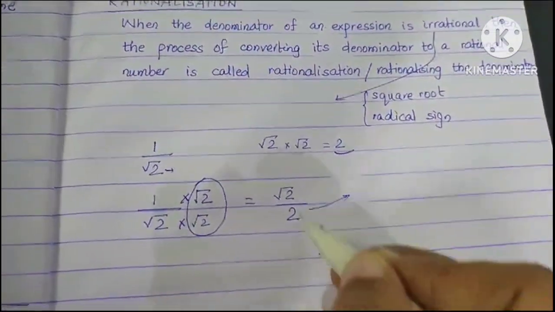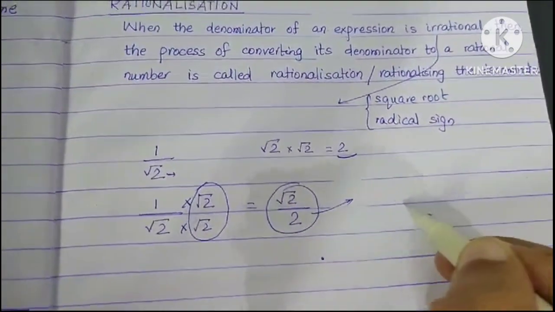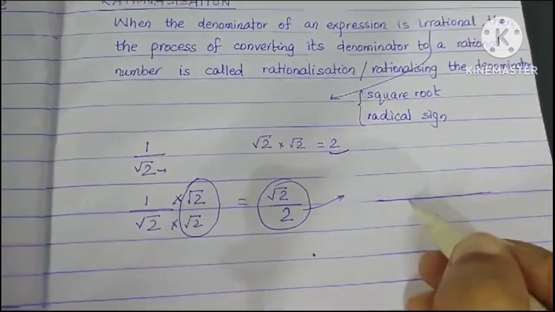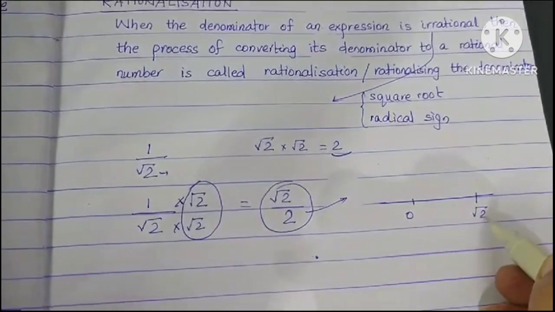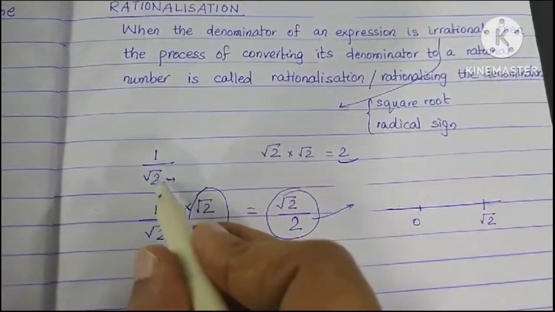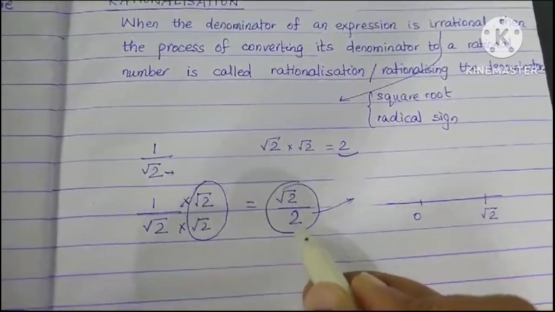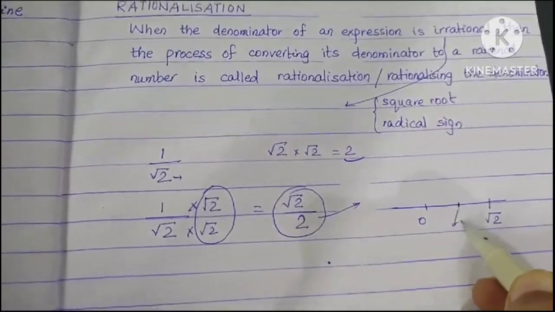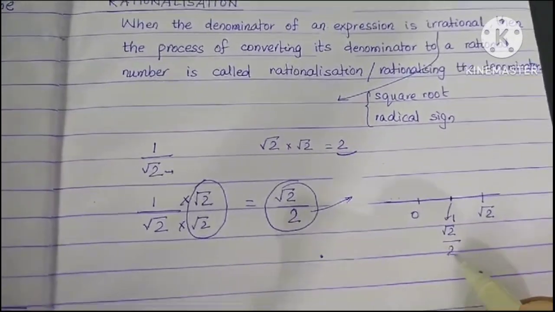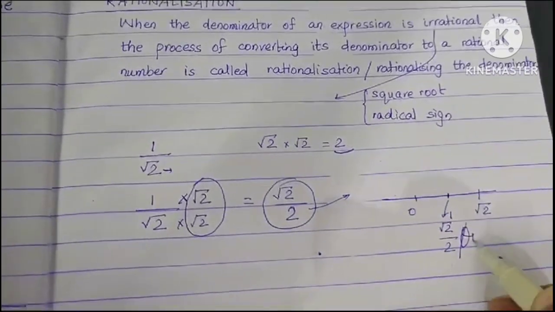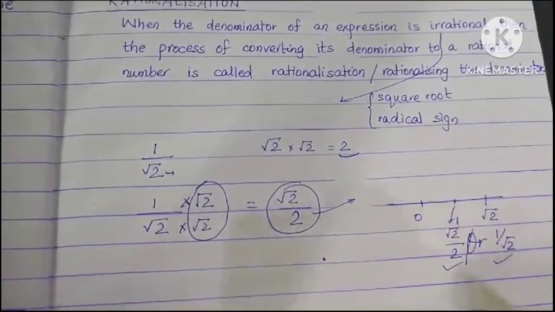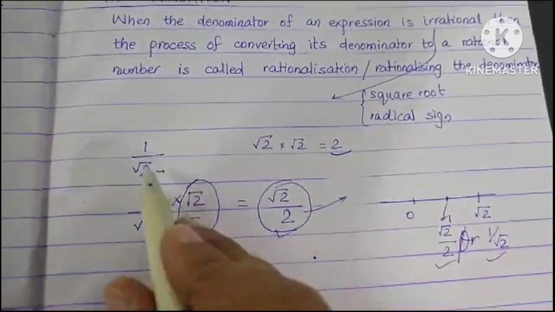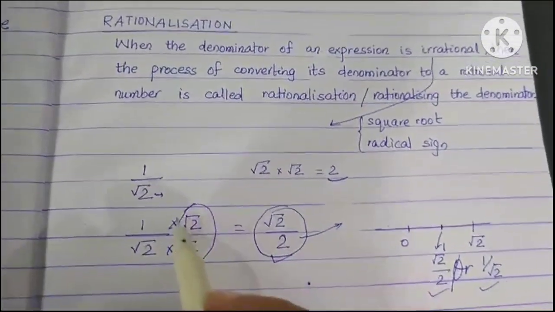So in this way we can say that this lies somewhere between 0 and root 2. That is root 2 by 2. Suppose this is the number line, this is 0 and this is root 2, let us suppose. So this 1 by root 2, you cannot tell where it lies, but this root 2 by 2, you can tell that it lies somewhere between 0 and root 2. That will be root 2 by 2 or 1 by root 2, same thing. We have rationalized it here. So this is the process of rationalizing the denominator.